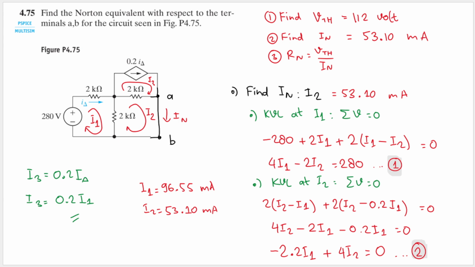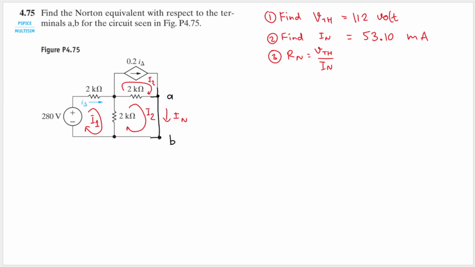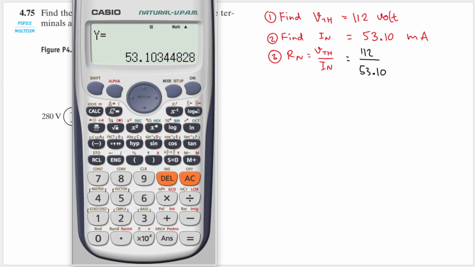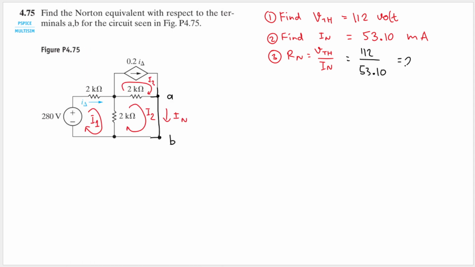Let's clean these things up. Okay, now we can just calculate RN by dividing VTH, which is 112, divided by 53.10. So that is the task of our calculator. Let's reset our calculator and divide them. We'll have 112 divided by 53.10. Okay, so we'll have 2.11. And the unit is volt divided by milliampere. That will be in kilo ohm.